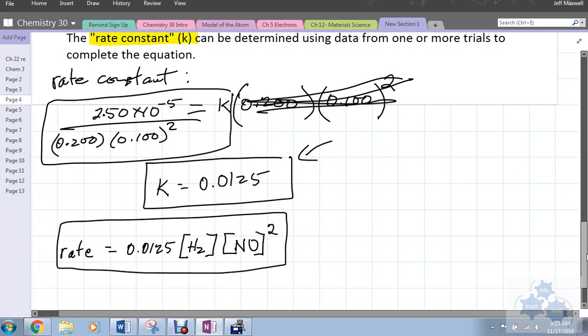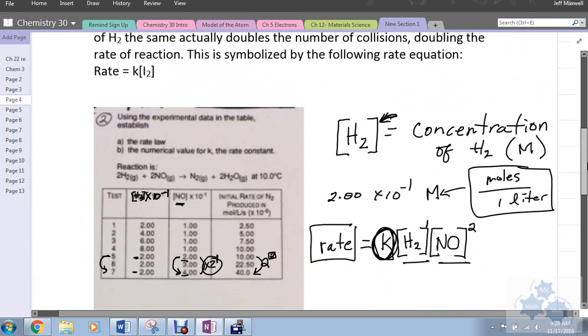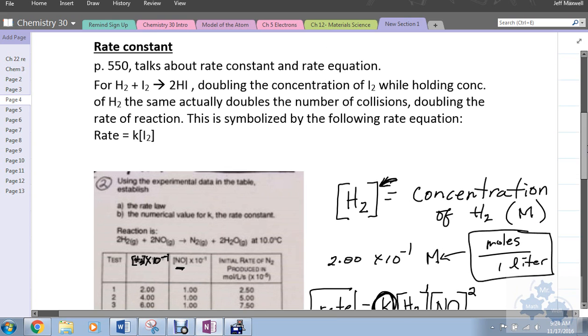All right, so that's the instruction part there on rate law, and we'll do some more examples. But you might want to look over this again. That's how the rate constant and the rate law are determined.